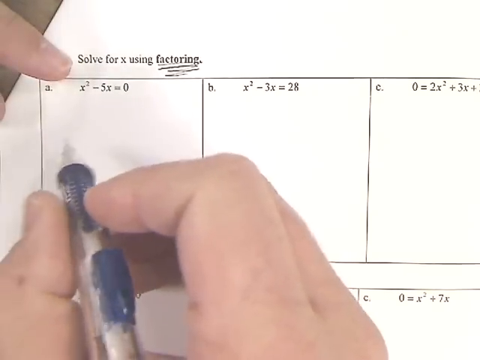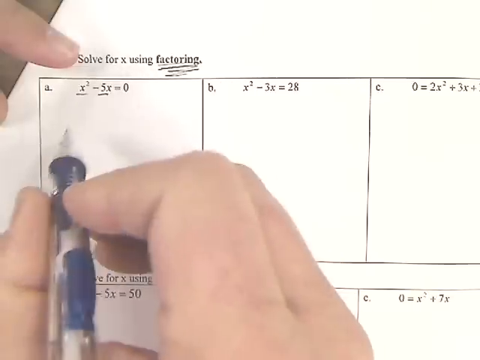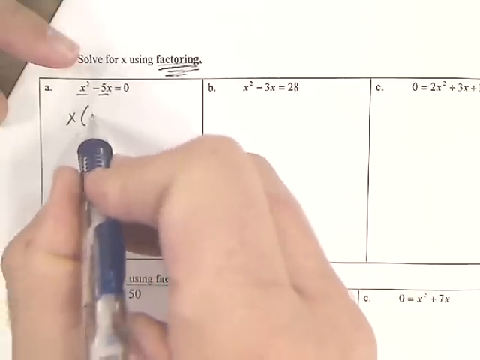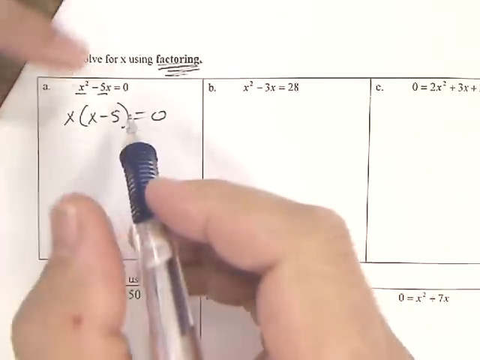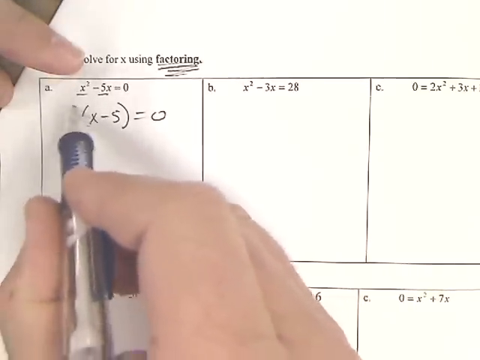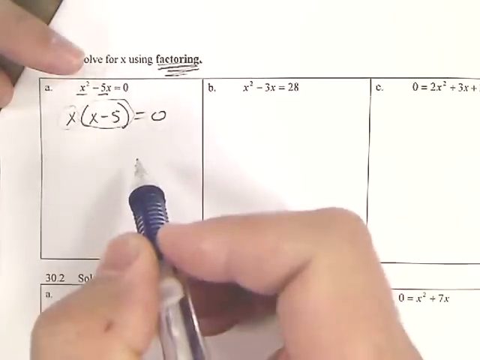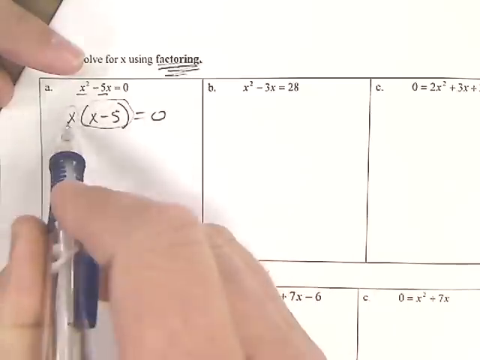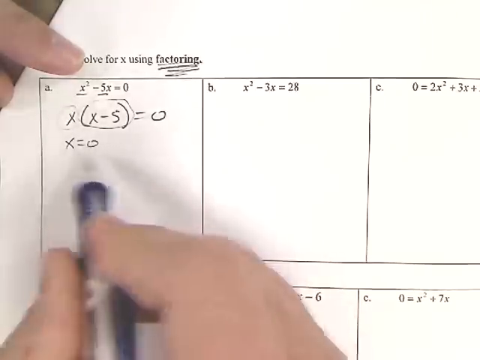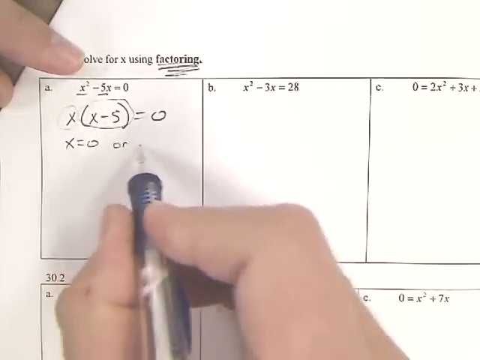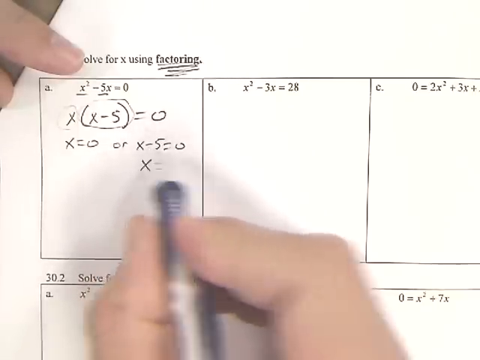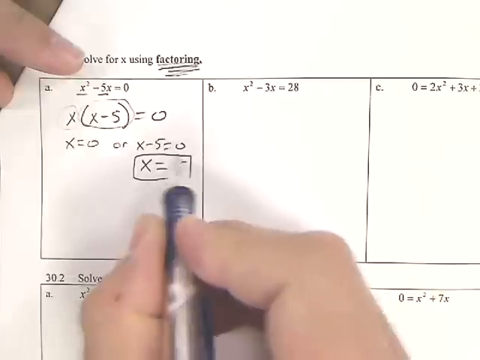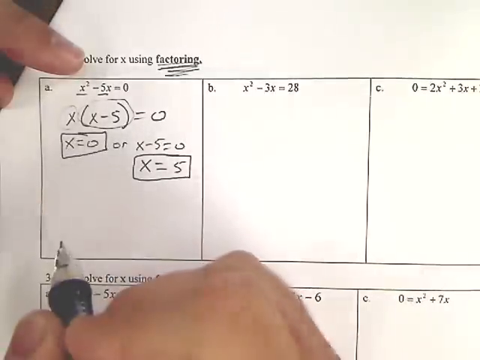Remember, when we're factoring, you're always looking for a common factor first. Anything in common? Yeah, an x. Zero product property tells you that if I have two numbers that multiply together to be 0, one of them has to be 0. So if this one's 0, x equals 0. Or x minus 5 equals 0, so x equals, add 5 to the other side, 5. So those are my two answers that work.